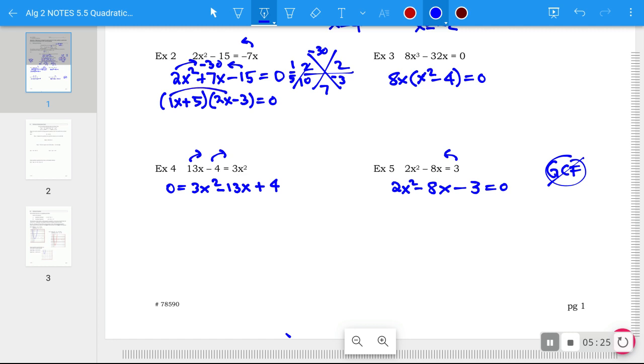First times first is 2x squared. You get a 10x and a minus 3x on the outside and the inside. And last times last really does give -15. So we've got the numbers we want. Okay, now you set each of these equal to 0. That's what we learned today.